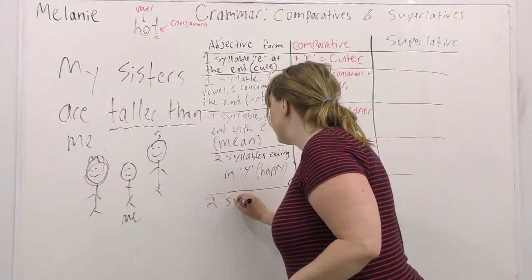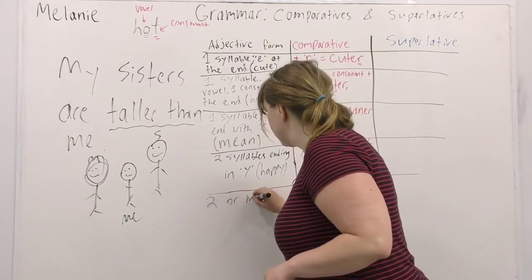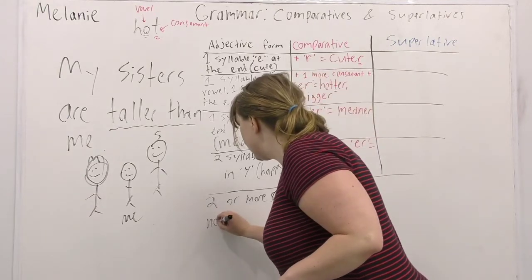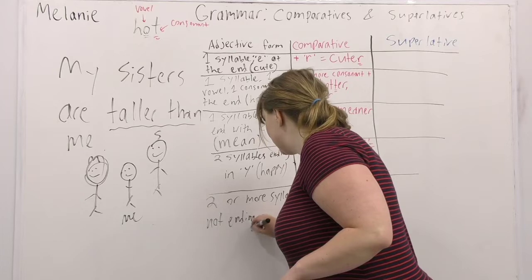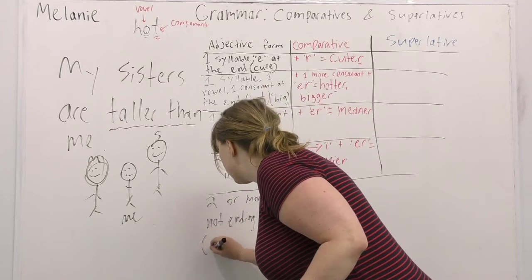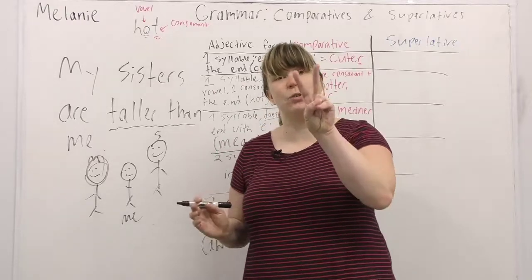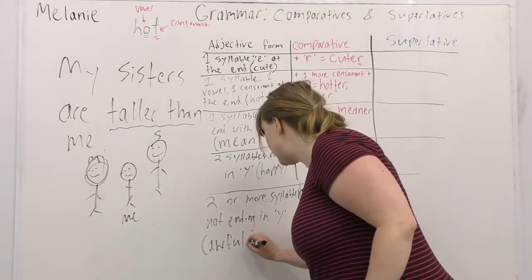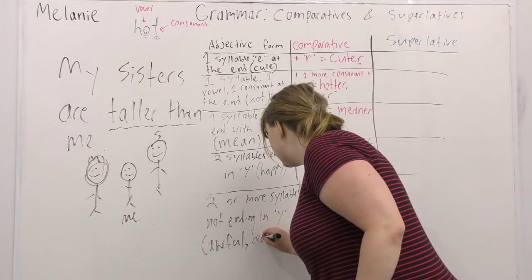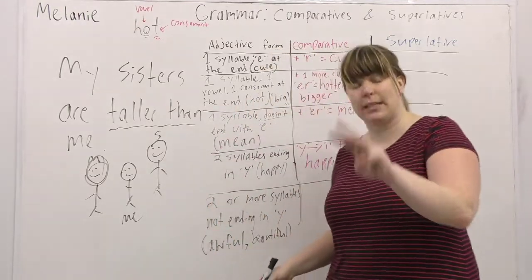Last rule, two or more syllables not ending in Y. So I'm going to give two examples. So we have, for example, awful, awful. So that's two syllables, but there's no Y at the end. And I'm gonna also put beautiful, beautiful. That's three syllables.